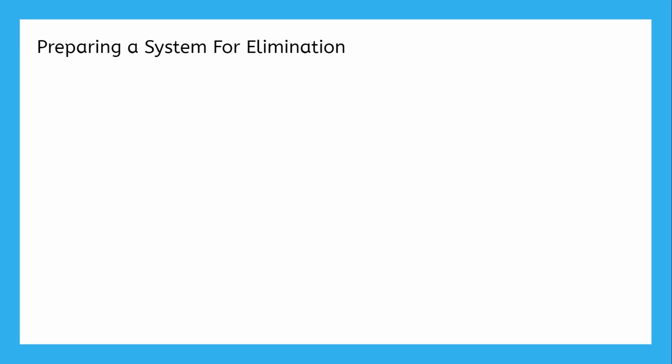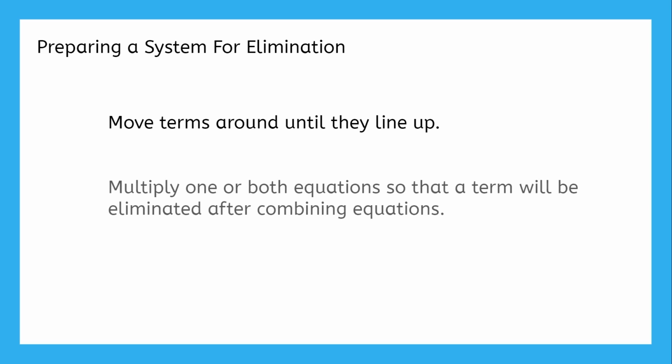All right, so what have we learned? Before you can use the elimination method, like terms have to be lined up. If they aren't, you'll have to move them around. And once the terms are lined up, if none of the terms are ready to eliminate, multiply at least one of the equations so they will. Once these criteria are met, you can use elimination to solve the system.